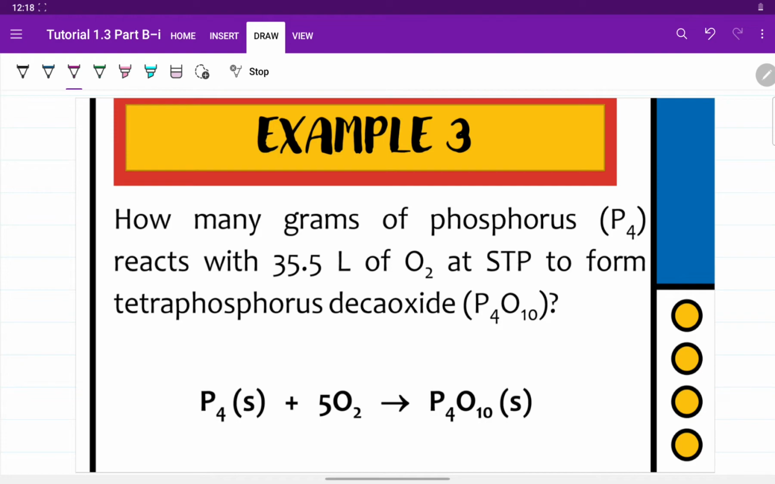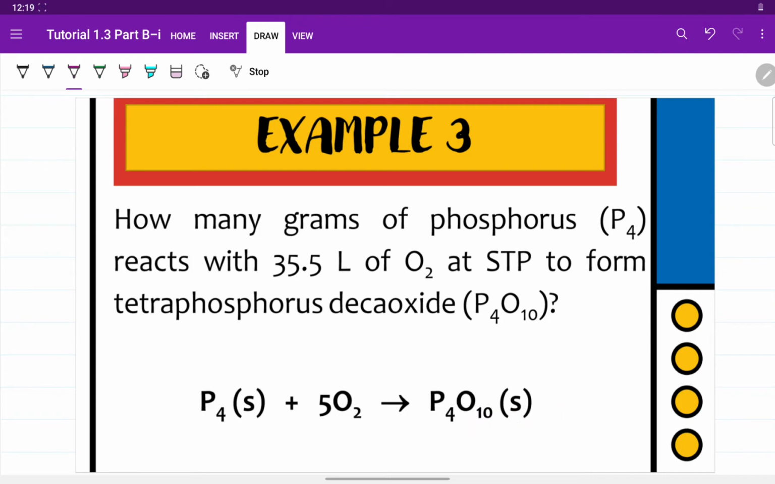Okay, over here we have example 3. So how many grams of phosphorus, dia bagi dah dekat sini, phosphorus awak, dia punya molecular formula is P4, reacts with 35.5 liter of oxygen at STP to form tetraphosphorus decaoxide, P4O10. So, the equation is given to you. So, macam biasa, check balance ke tak. Okay, so this equation is already balanced.